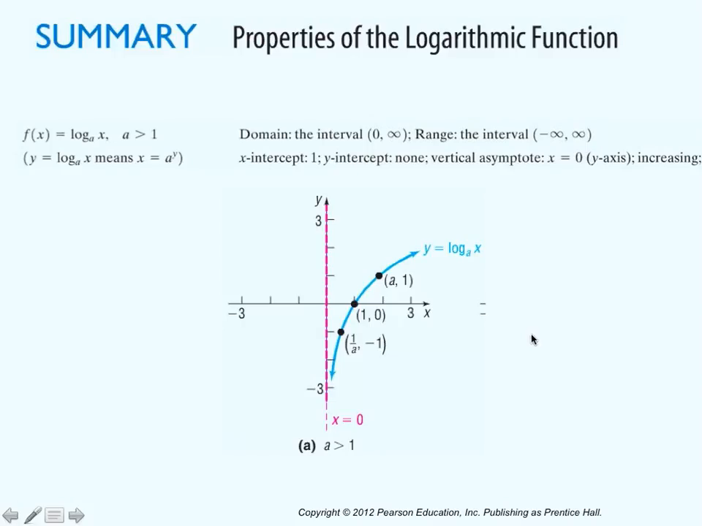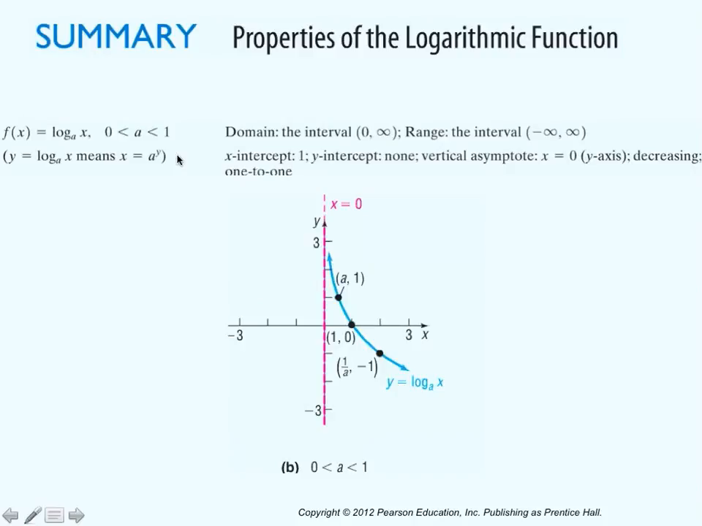Okay, so let's look at this nice little summary where we have the properties of a logarithmic function. We have our logarithm right here where a is greater than 1. This one is going to be increasing. The domain is 0 to infinity. The range is all real numbers. The x-intercept is 1. We don't have any y-intercepts. And we have a vertical asymptote at x equals 0. Again, this is increasing, and this corresponds with x equals a to the y power.